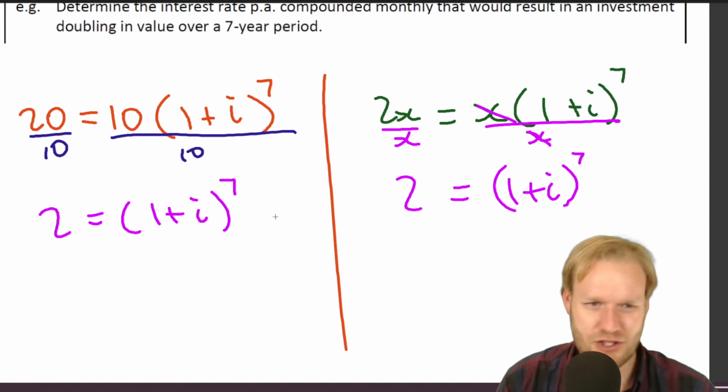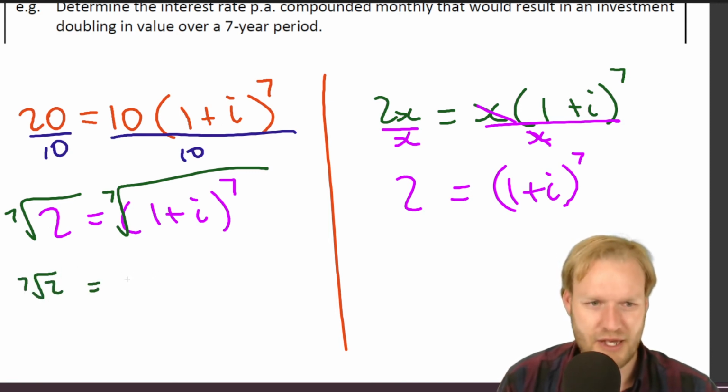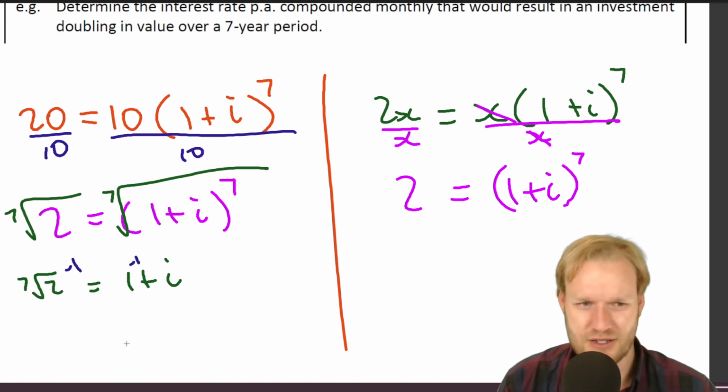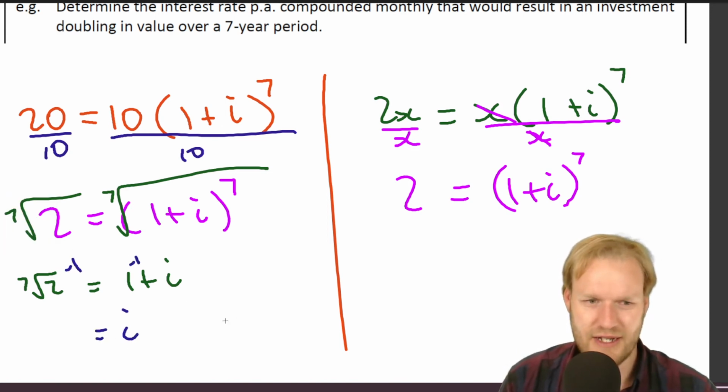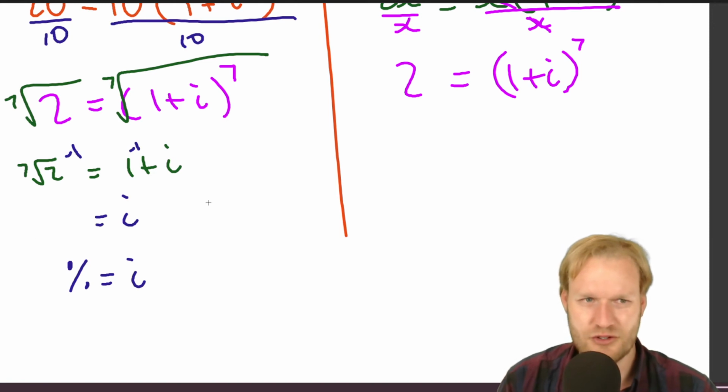Okay, so let's go ahead and solve it through here. Let's take the 7th root of each of these. So that's the 7th root of 2, whatever it is, and that's 1 plus i, and then we're just going to have to subtract 1 in the last step, which will give us i. And then, of course, i as a percentage is that thing times 100.